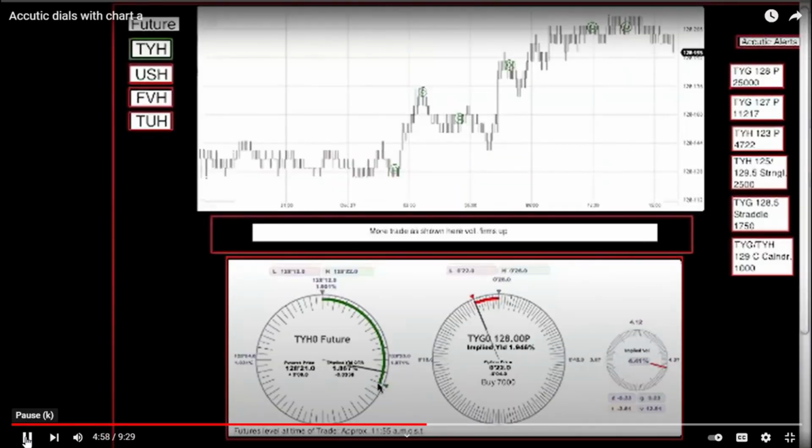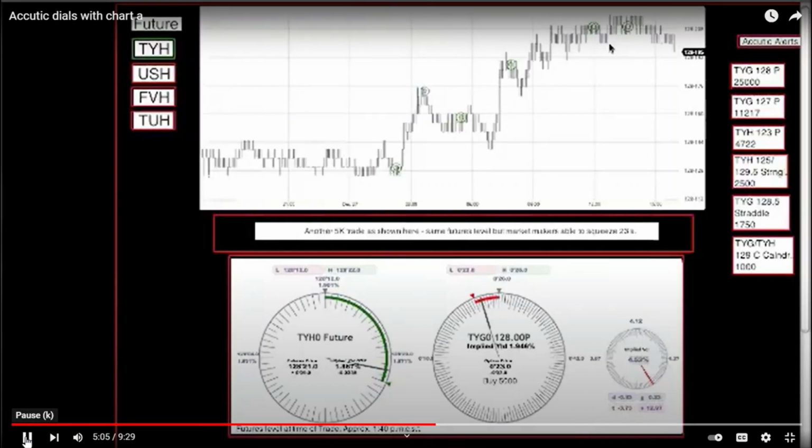Let's look at the next alert. So now we're at, excuse me, 1:40 in the time, late in the day, and it looks like the last batch is trading here, 5,000 bought. Notice that the futures haven't moved between these two levels. However, the market makers wouldn't trade it at 22 anymore. They wanted 23s. The guy paid up 4.53 on the vol.